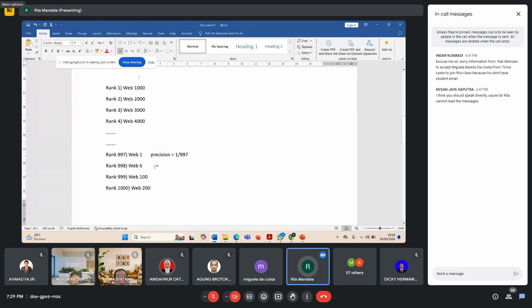How about in rank 998? Relevant or not? Yes, relevant. We compute the precision, right? What is the true positive count? 2, right? Only web 1 and web 6 until this point. Divided by how many retrieved documents? 998.